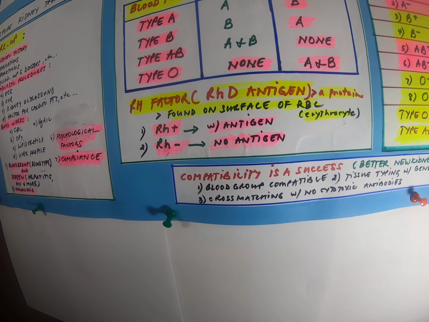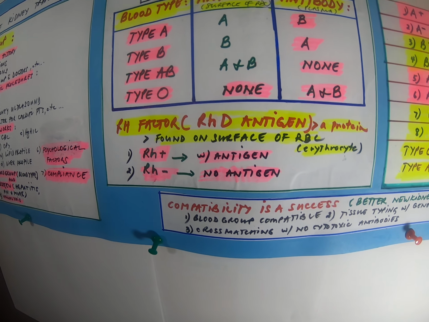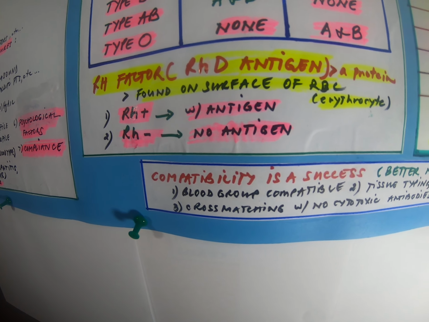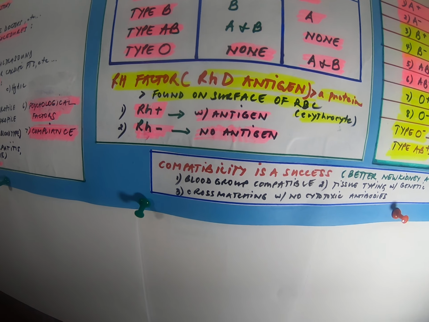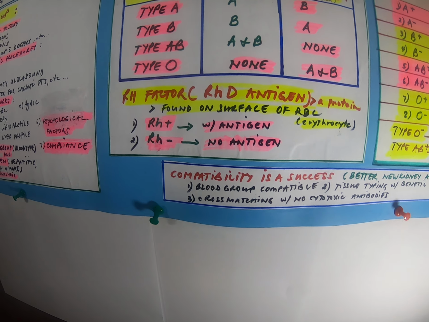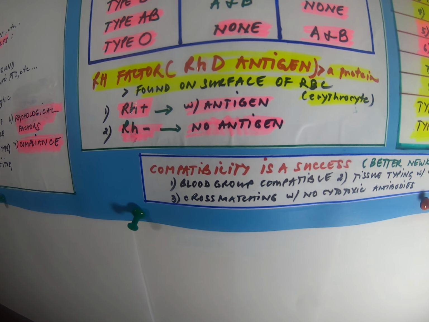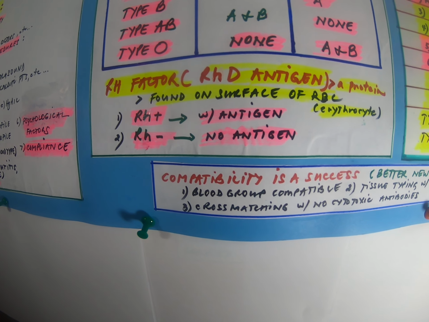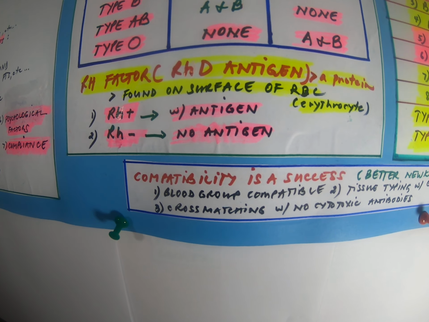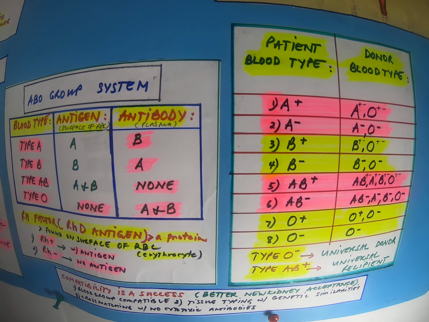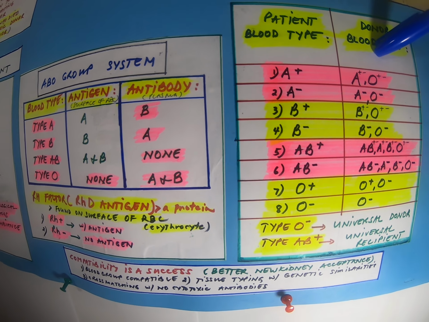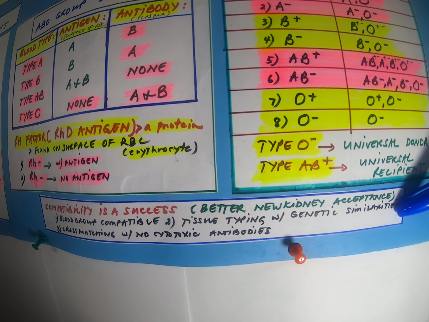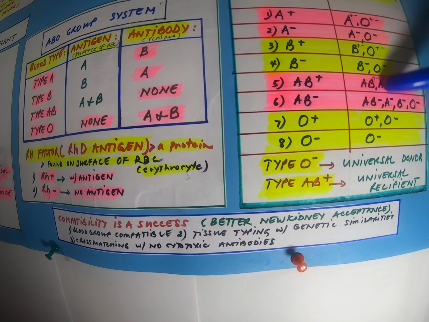So when do you say compatibility is a success? Remember, if you don't match with the donor, there's no transplant going to happen. So you have to be compatible in order for the transplant to be done. So the compatibility is a success, or there's better new kidney acceptance. First, the blood group compatibility. We showed you the list of the compatibility here. Second, the tissue typing is done, with genetic similarities from both parties, the recipient and the donor.